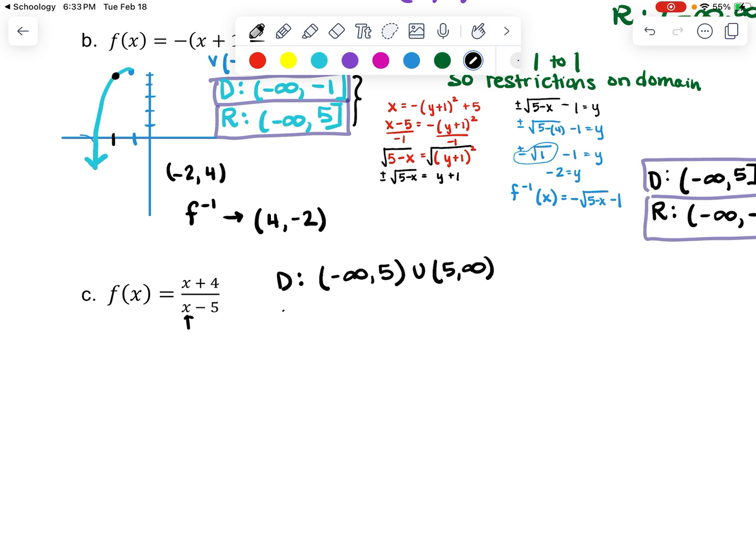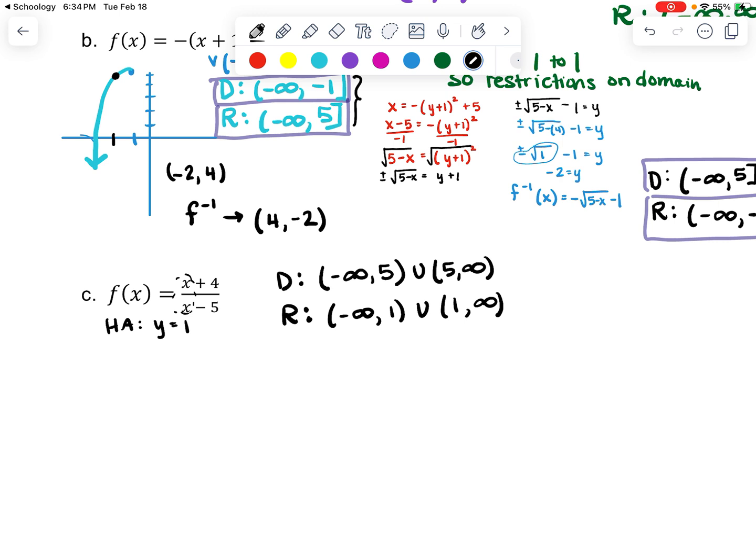Okay. Now, range. Friends, this is where last chapter comes in. The range. Where is my horizontal asymptote here? If you had to graph this from last chapter, my horizontal asymptote would be at y equals 1. My end behavior isn't going away. So I have negative infinity up to 1, union 1 to infinity. Okay, you can graph it if you want to check.